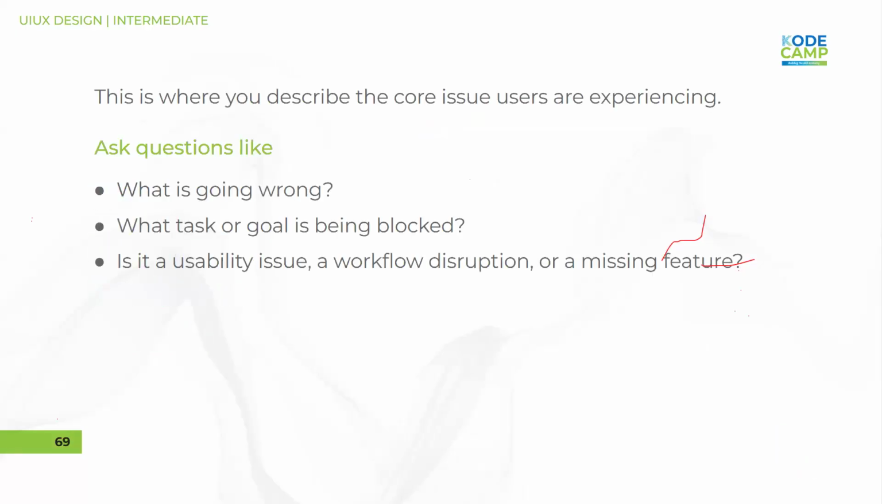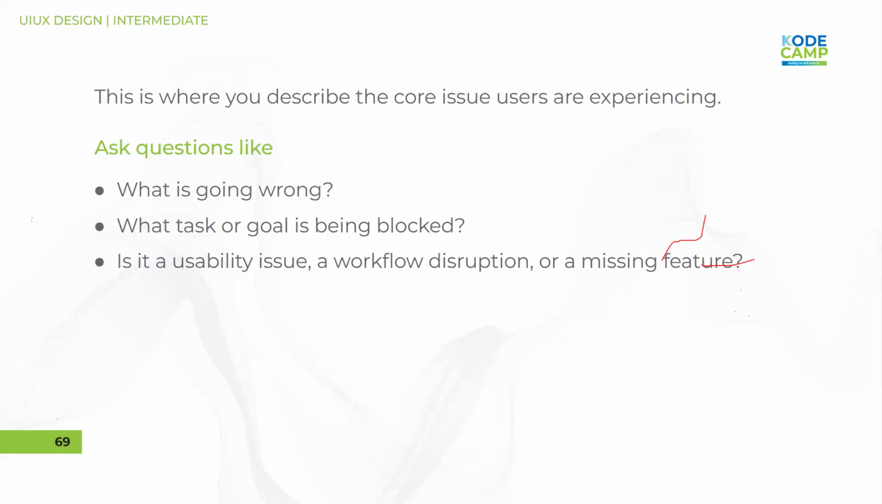Step number 2: define the problem clearly. Be specific and also avoid vague language. This is where you describe the core issue users are experiencing. Ask questions like, what is going wrong? What task or goal is being blocked? Is it a usability issue, a workflow disruption, or a misleading feature?